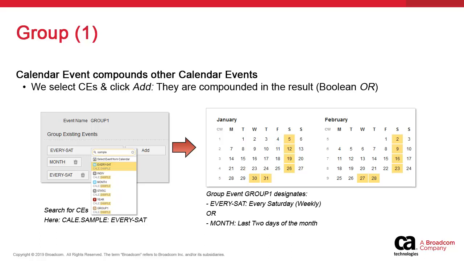Group and offset functions are much more complex. Let's consider them. We start with group. Grouping allows us to combine multiple events into a new group event and use Boolean functions and, or, and not to connect them via union, intersection, or subtraction. With the Group Existing Events function, you can combine already available events into one. In our events, we use the two existing events which we created earlier, the last 2 days of the month and every Saturday. The resulting calendar event designates both. This is a Boolean OR function.